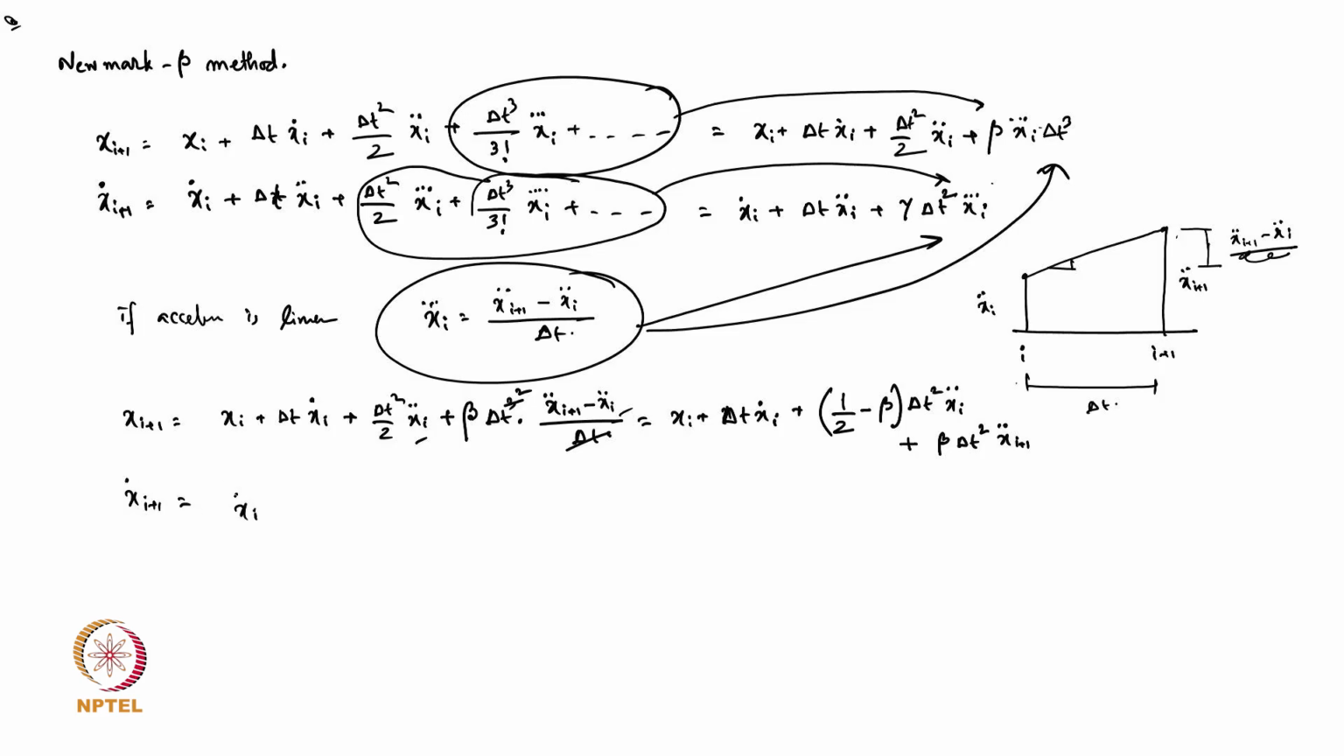this one will become delta t x_i double dot plus gamma times delta t square into (x_{i+1} double dot minus x_i double dot) divided by delta t. That will be cancelled out. So you will have x_i dot plus delta t into (1 minus gamma) into x_i double dot plus gamma into delta t into x_{i+1} double dot.